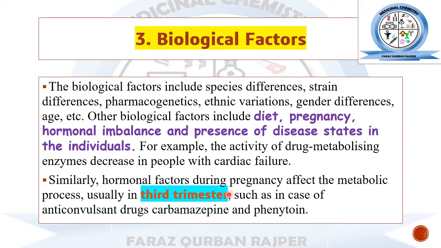And another example for the effect of pregnancy on drug metabolism is during the third trimester of pregnancy, the anticonvulsant drugs carbamazepine and phenytoin have their metabolism rate affected due to the hormonal changes inside the human body.